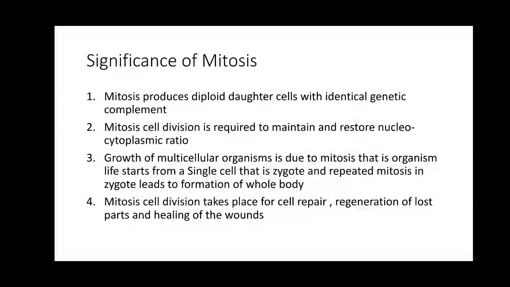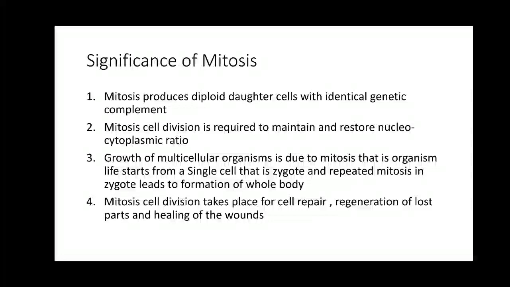First, it produces diploid daughter cells with identical genetic complement. Yes, as the definition of mitosis says, it is an equational division and therefore it distributes equally its genetic material between its progeny cells, and also it distributes the same copy of genetic material without any variations as it was in the parent cell into the daughter cells.